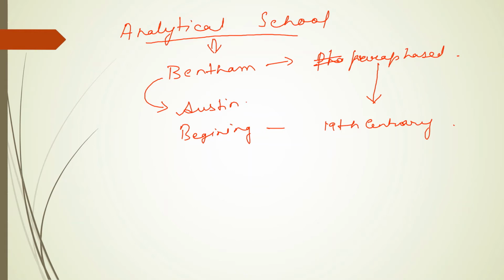A lot of analysis was done by Austin about what law is. First of all, we will discuss how Austin interpreted the term law. Though this comes under the analytical school, started by Bentham but continued by Austin, it is under this school that Austin interpreted the law and analysed this term law.